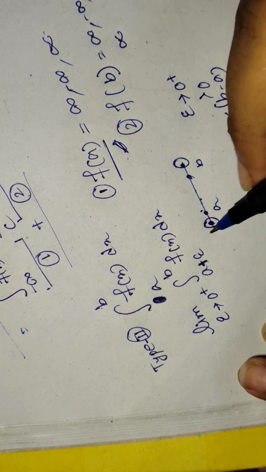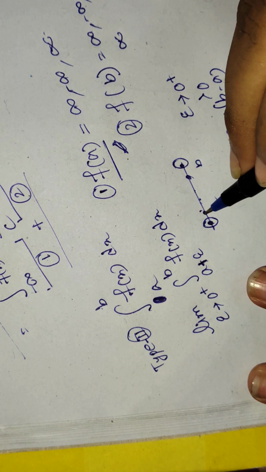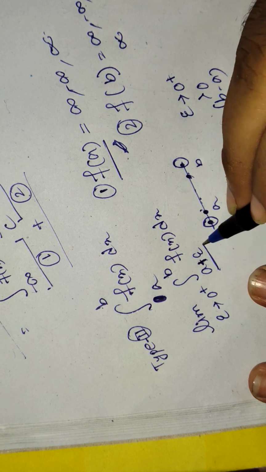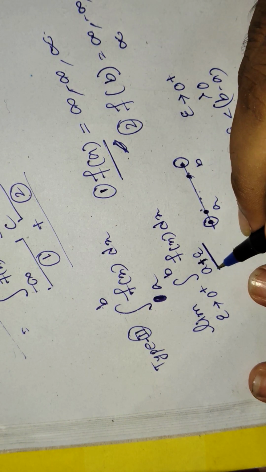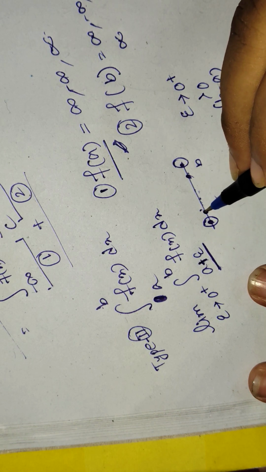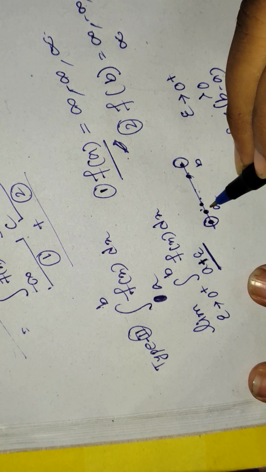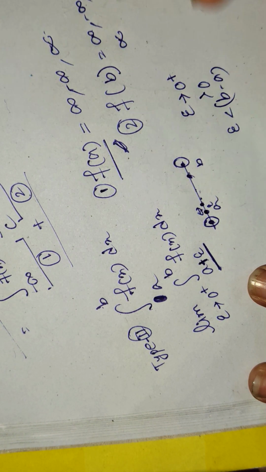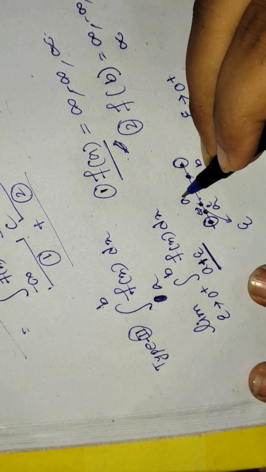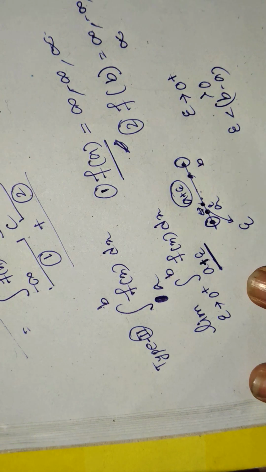Now for making the region inside between a and b, we have to take epsilon and add epsilon to a so that we can shift the point from a to this. Let's say this distance is epsilon, and this point is a plus epsilon. Hopefully you can understand.